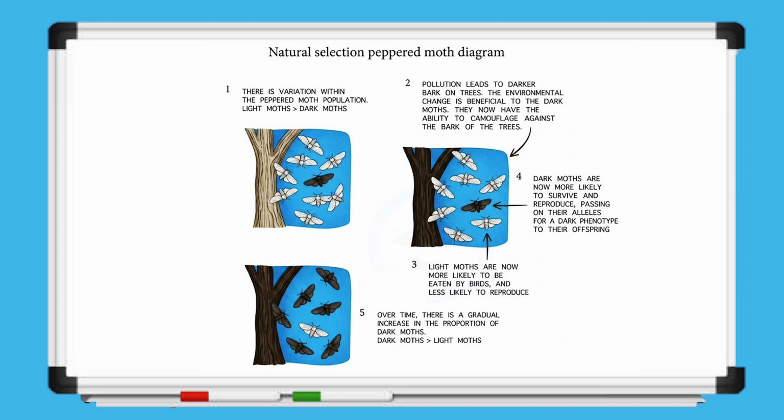First, there is variation in the population, with both light and dark moths present. Then environmental change occurs due to pollution, making the habitat darker. Light moths are now more likely to be eaten, while dark moths are better camouflaged and more likely to survive. These dark moths reproduce and pass on their alleles for dark color. Over many generations, the population shifts so that dark moths become more common than light moths.